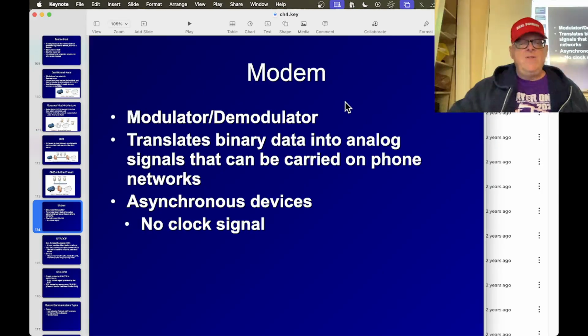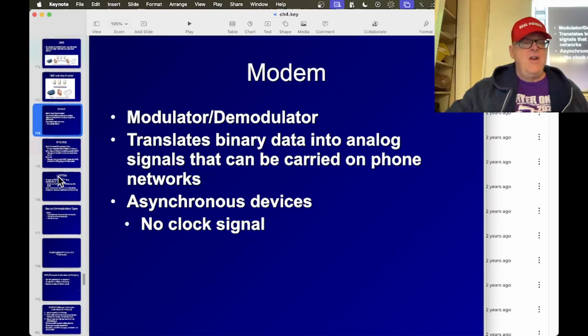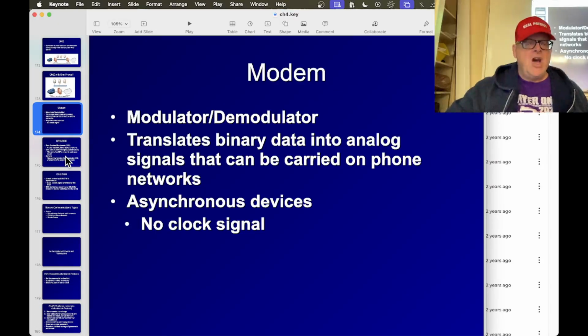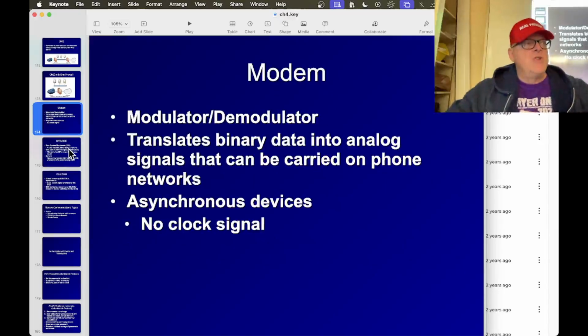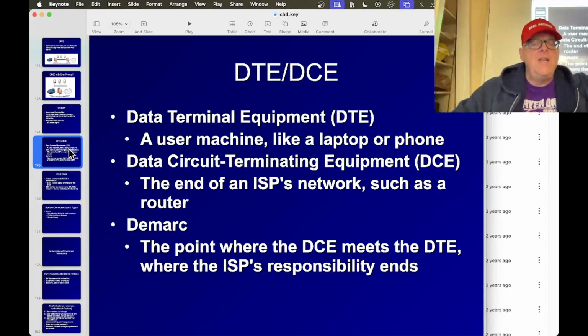All right, so a modem translates binary data into analog signals that can go on the phone network. This is pretty much extinct, I think, the old modem, because I don't think anybody has analog phones in America anymore that go down a copper wire. But anyway, they have a more modern cable modem or something. Or a DSL modem.